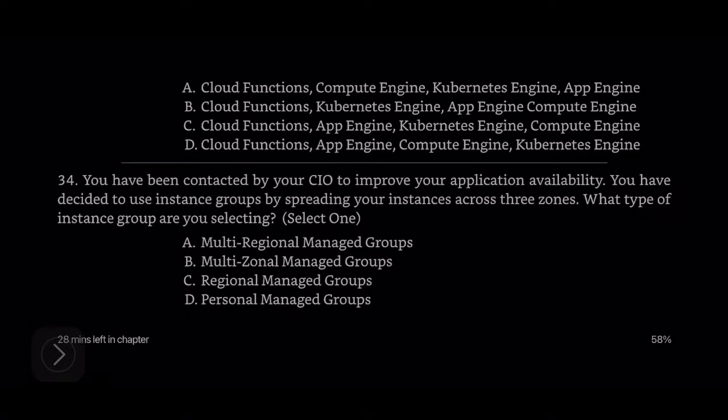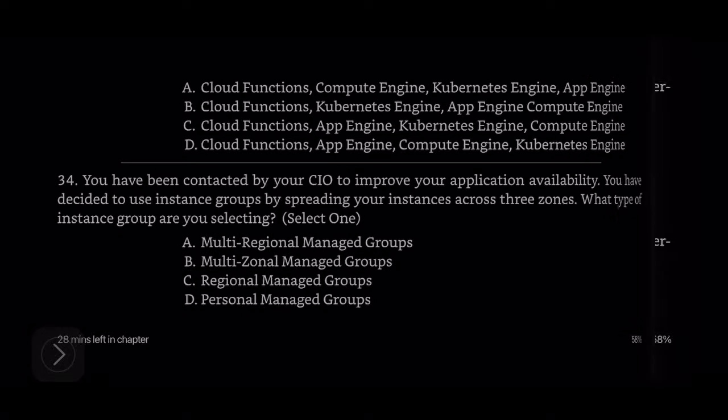34. You have been contacted by your CIO to improve your application availability. You have decided to use instance groups by spreading your instances across 3 zones. What type of instance group are you selecting? Select 1. Multi-regional managed groups, multi-zonal managed groups, regional managed groups, personal managed groups.